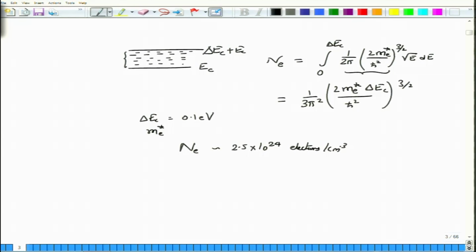So, the number density, or the number of electrons that are necessary to fill up an energy level between EC to EC plus delta EC, will be in this range, 2.5 into 10 to the power 24 electrons per centimeter cube. Now, if you start with the same number, that is, you assume that the holes also are equal to the number of electrons, then to what distance delta EV, so this is EV and this is say EV minus delta EV, over what distance do these fill up the holes?